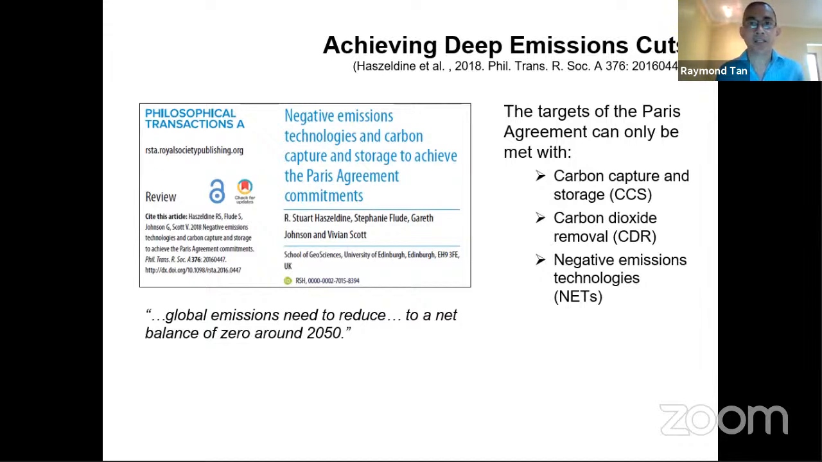And what we're going to need is a new family of technologies for carbon dioxide removal, as it's referred to by the IPCC, that's CDR. Other circles refer to these as negative emissions technologies, or NETs. And negative emissions simply refers to a reversal of the direction of emissions, not into the atmosphere, but from the atmosphere.